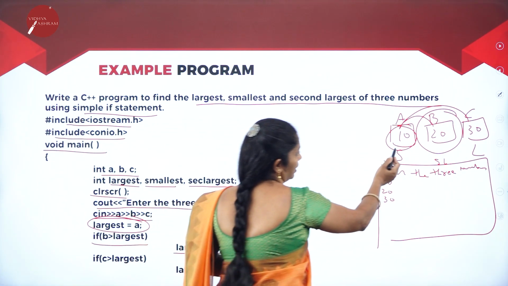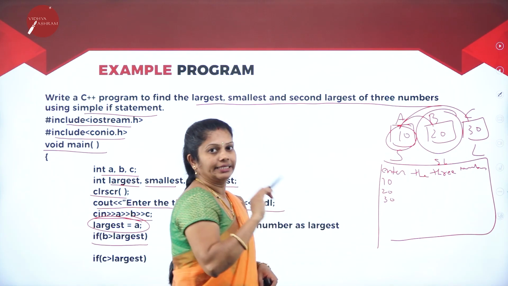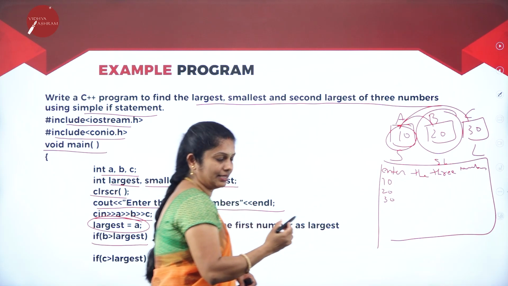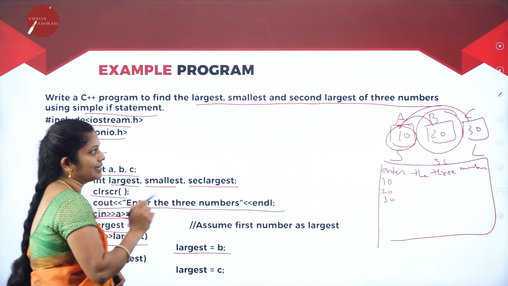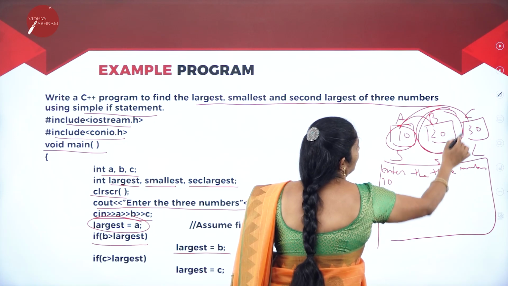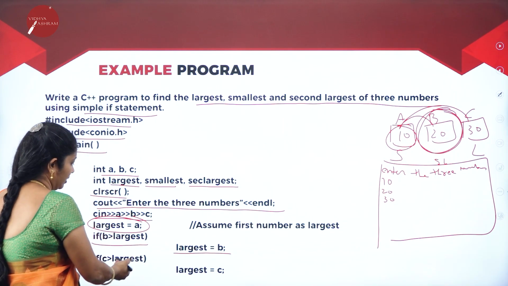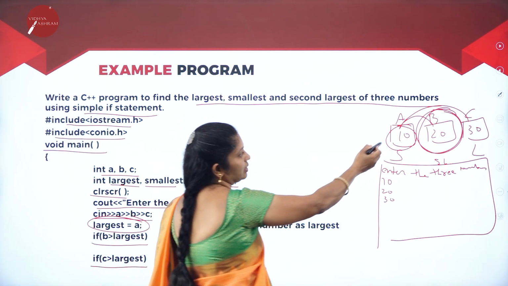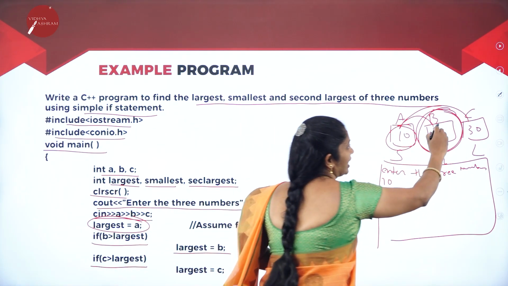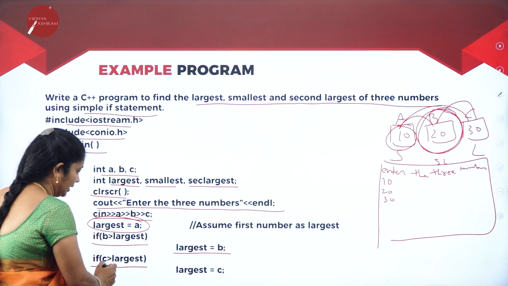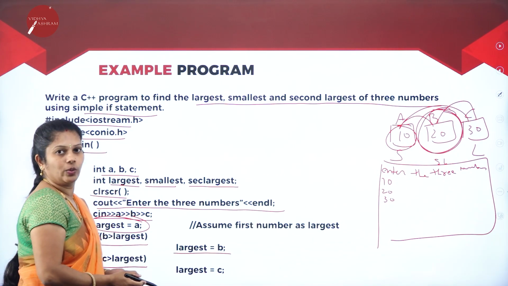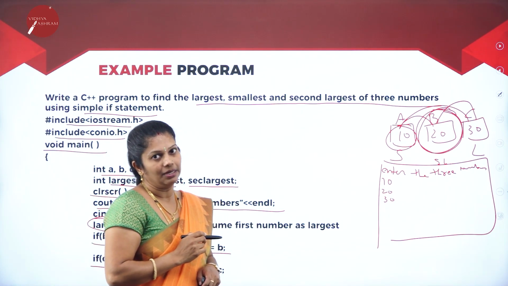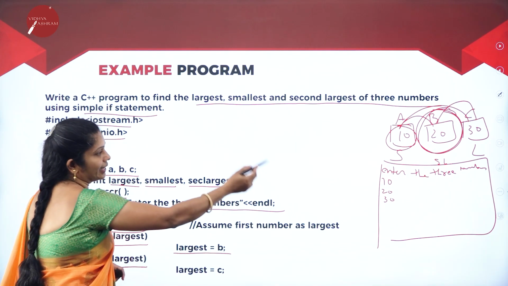Whereas in this example, if you observe here, first I assumed 10 is the largest, then I will compare with the second one, B. If B is larger, then now we'll assume B is the largest element. Then once again, we'll compare that with the next one, that is C. If C is largest, then largest equals C. Then finally, when it compares 20 with 30, then 30 becomes the largest. Then in the largest, it will take it as C here.